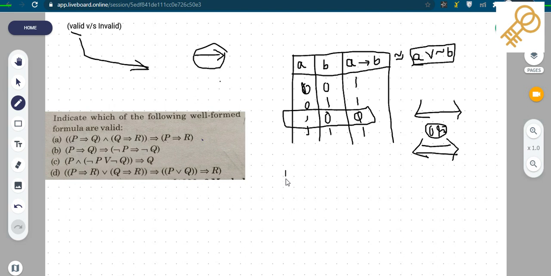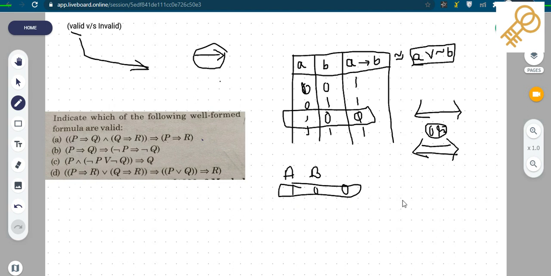So whenever A is true and B is false, in that case only we are getting false, right? So remember this point: whenever A is true and B is false, in that case only we are getting a false value for implication.